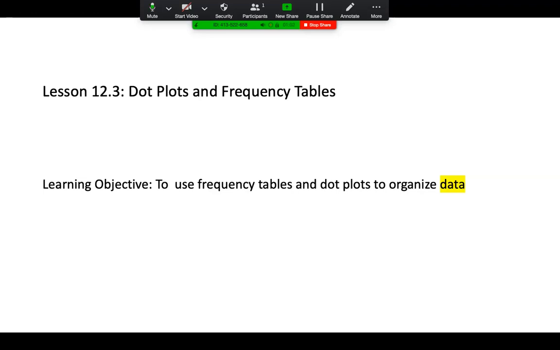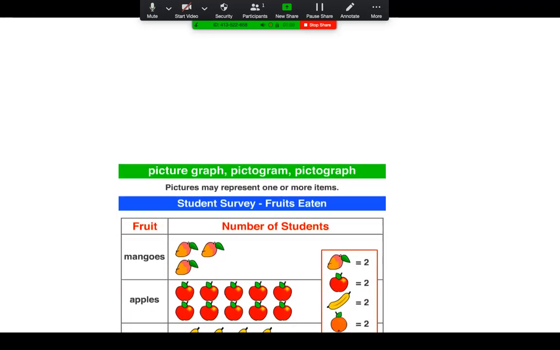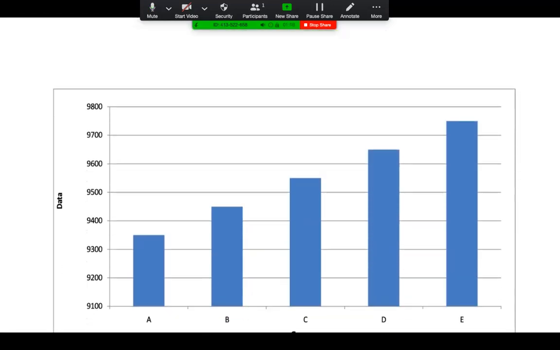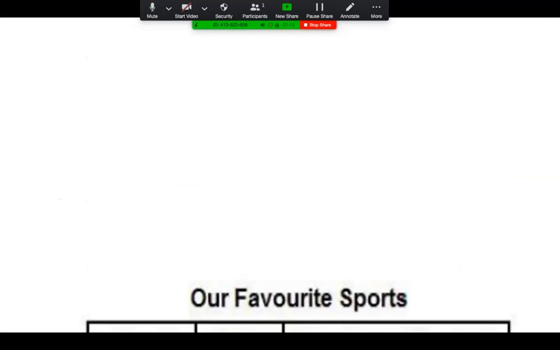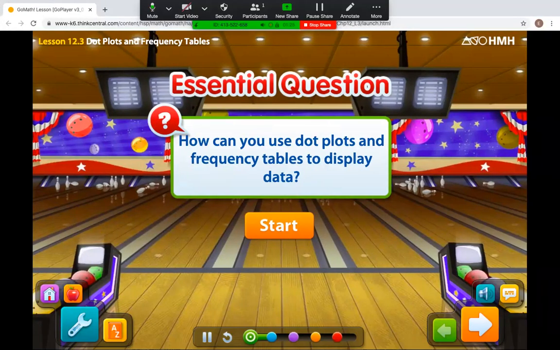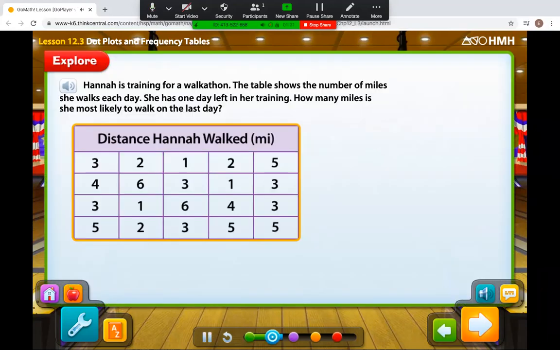There are various ways of presenting data. We have picture graph, bar graph, and tally charts, among other ways you learned in previous grades. Today, we will focus on frequency tables and dot plots to organize data. How can we use dot plots and frequency tables to display data? Let's explore how to use dot plots and frequency tables to display data.